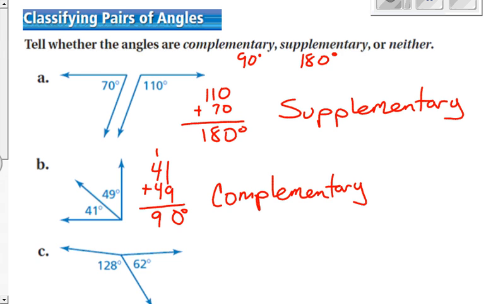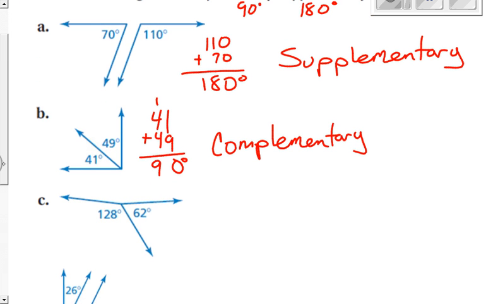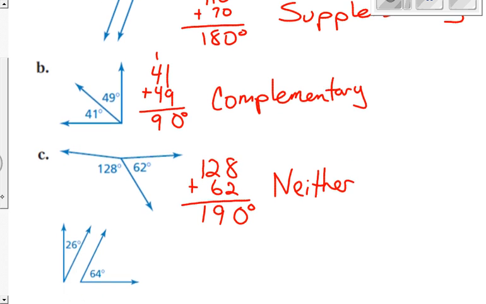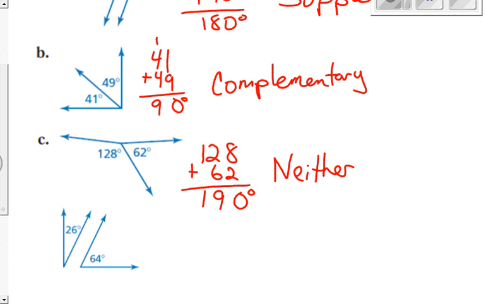Our third example says 128 and 62. So again, we're going to add them up. And we get 190 degrees, which would mean it is neither. The next example, we're going to add up 64 plus 26. And we get 90 degrees. So this one would be complementary.